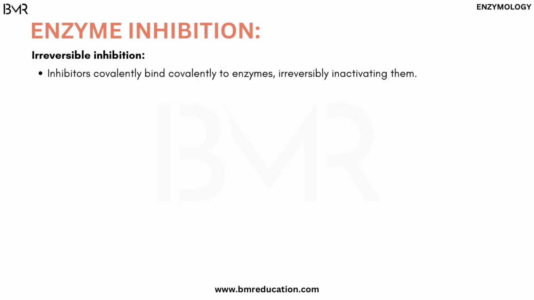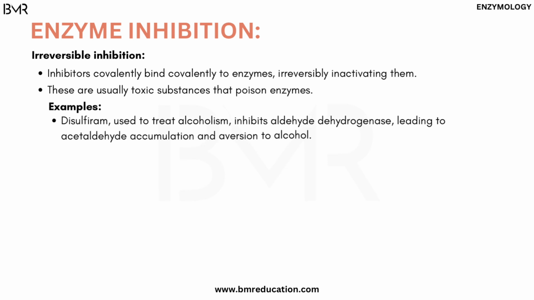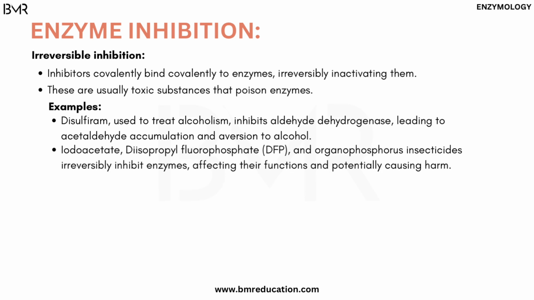Irreversible inhibition. In this type of inhibition, the inhibitors covalently bind to enzymes irreversibly, inactivating them. These are usually toxic substances that poison enzymes. For example, disulfiram is used to treat alcoholism, which inhibits aldehyde dehydrogenase, leading to acetaldehyde accumulation and aversion to alcohol. Similarly, other inhibitors like iodoacetate, diisopropyl fluorophosphate, and organophosphorus insecticides irreversibly inhibit enzymes, affecting their functions and potentially causing harm.